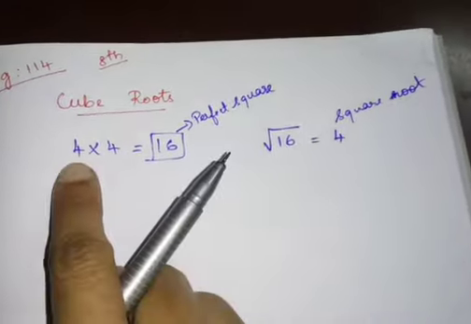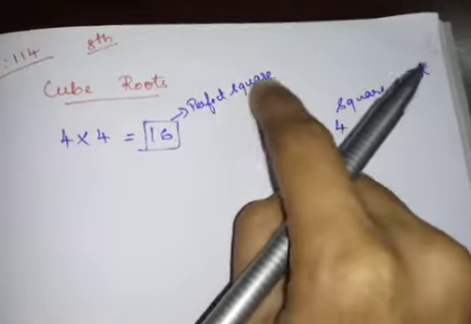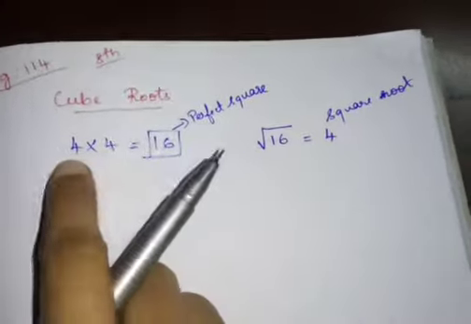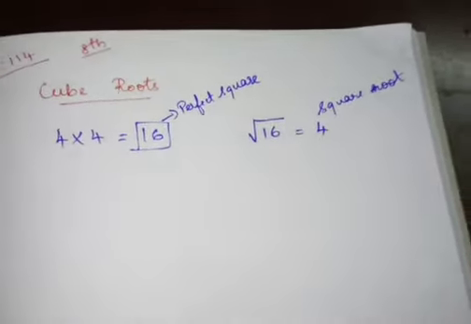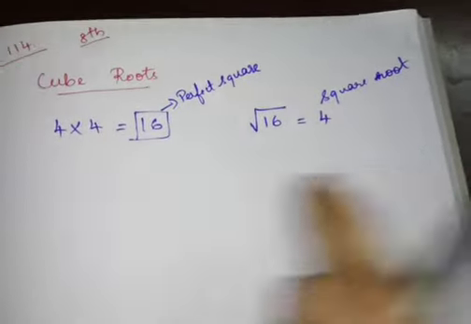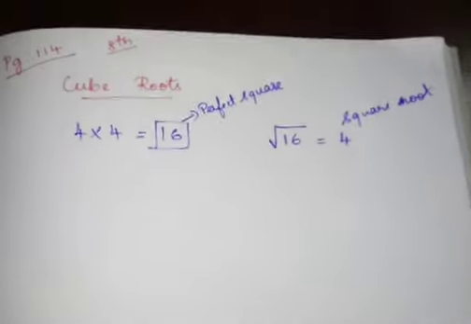When I multiply a number with itself, I get one answer. That is your perfect square number. The number which you are multiplying is your square root. The same way with the cube root. When I multiply 2 times, it is a square; when I multiply 3 times, it is a cube.